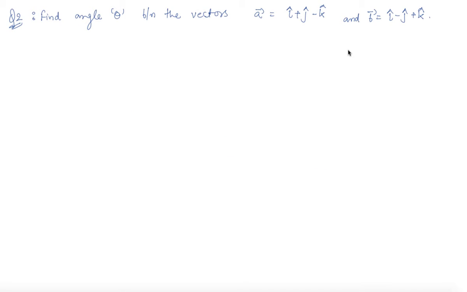So students, here is the question number 2, which states: find the angle theta between the vectors A and B, where A is given to us as i cap plus j cap minus k cap, and B vector is given to us as i cap minus j cap plus k cap. So first I will find out mod of A vector, which is 1 square plus 1 square plus 1 square, which is root of 3.